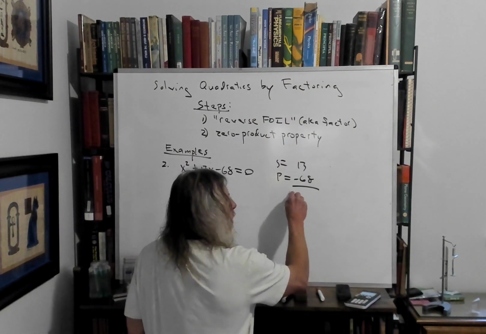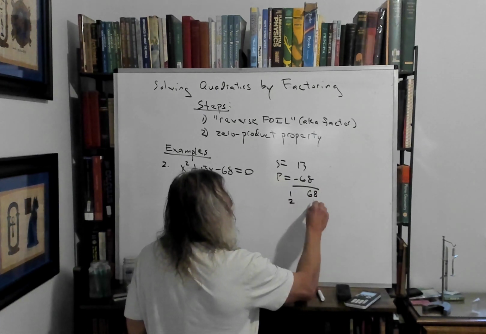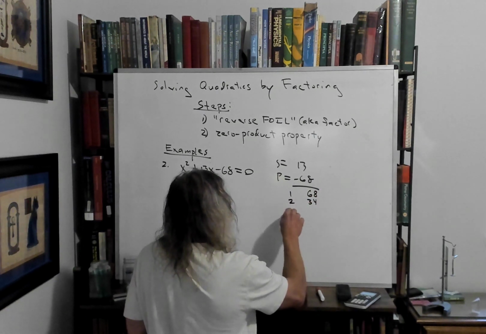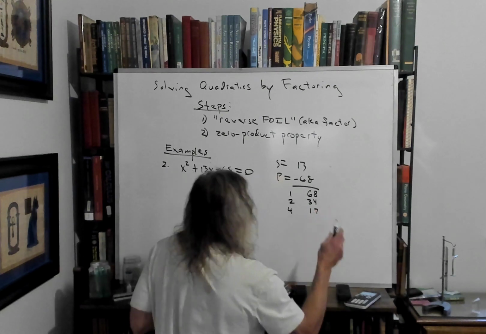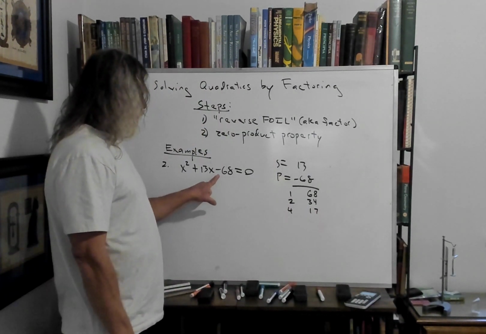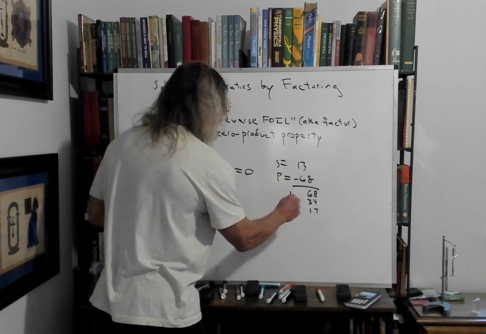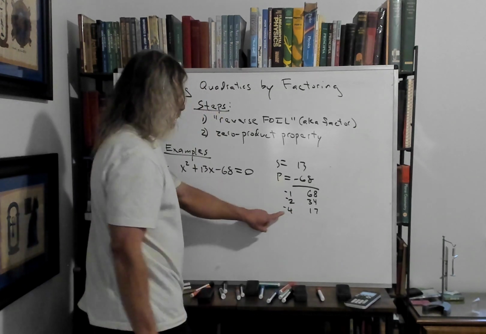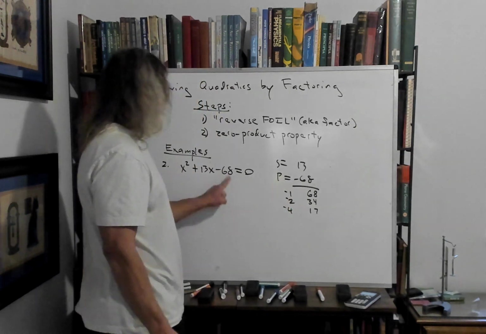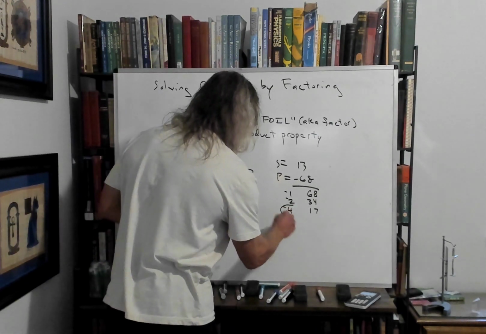And we get 1 and 68, 2 and 34, 4 and 17. And those would be all the ones. We multiply and make a negative and add to make a positive, so the bigger one is to be positive. This times this is negative 68. This times this is negative 68. But these add to make positive 13.